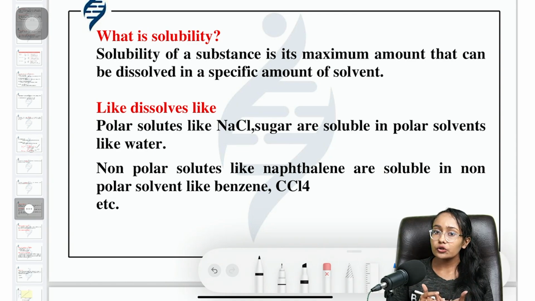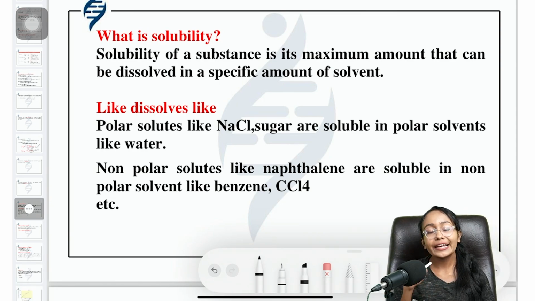In the case of salt solution, I'm adding salt into it. In the initial stages, water can absorb salt, or water can dissolve salt.